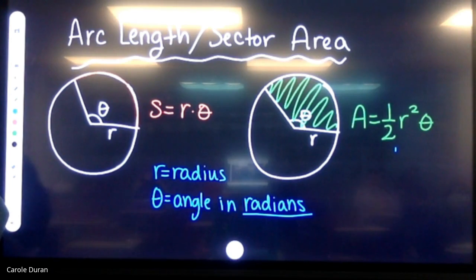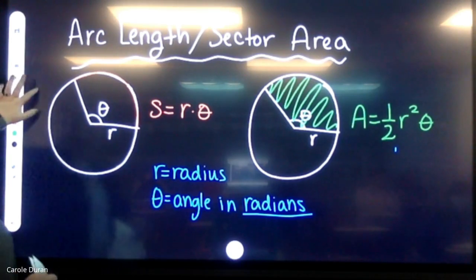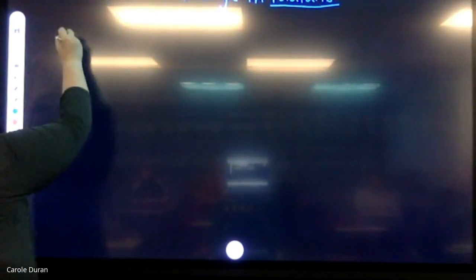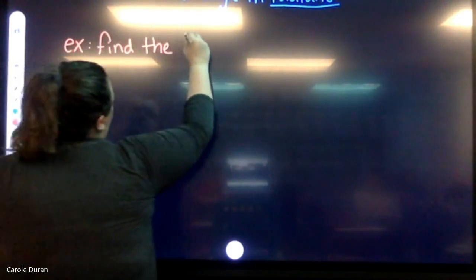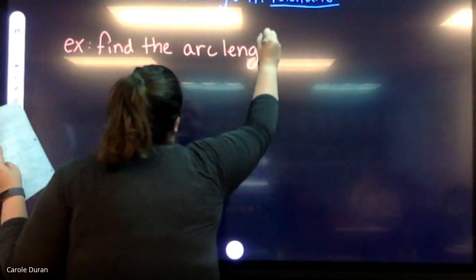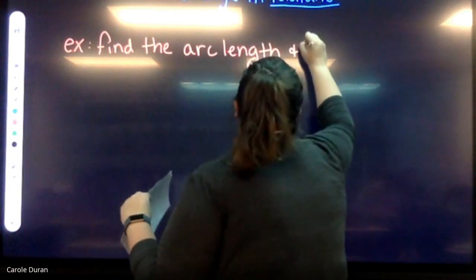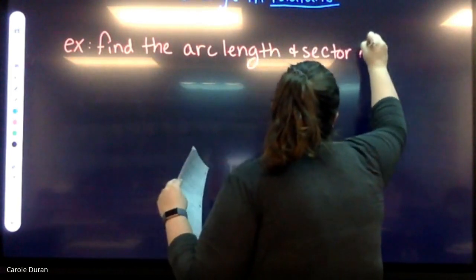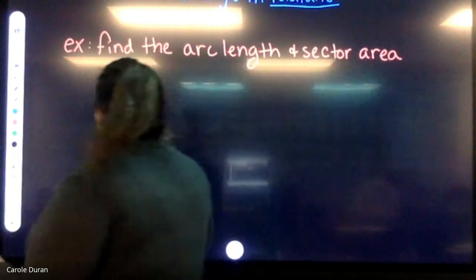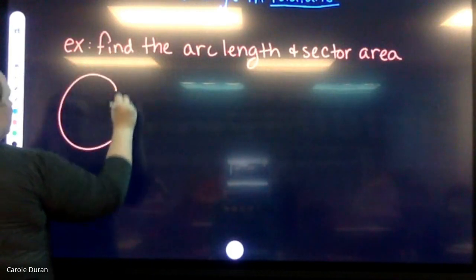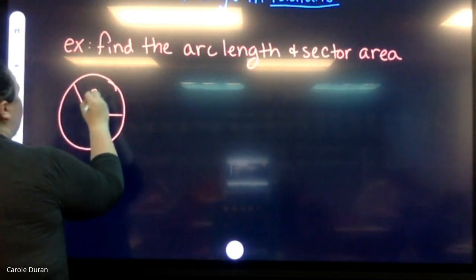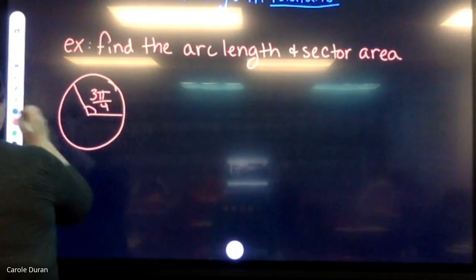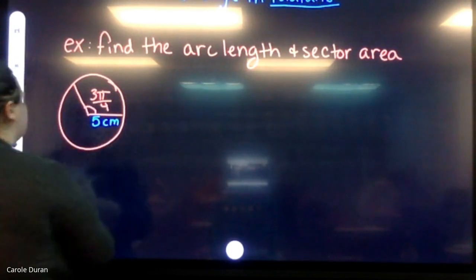Okay, so let's go ahead and do some examples. For these examples, we will be finding arc length and sector area. My first example is an angle of 3 pi over 4, and my radius is 5 centimeters.